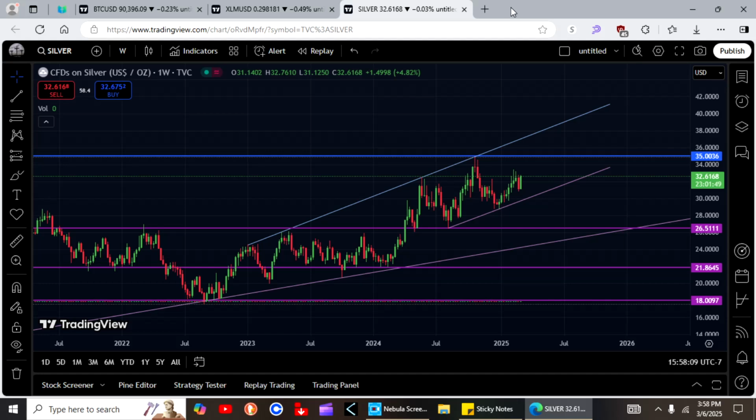Yeah, so I think it could go up to like 35. That's where I think we're going next. Honestly, I think we're going to 35. The question is, are we going to break this, hit this next, make a new high, and hit like around $37 and then come back down? That's the question. But I do think we're going up to 35.